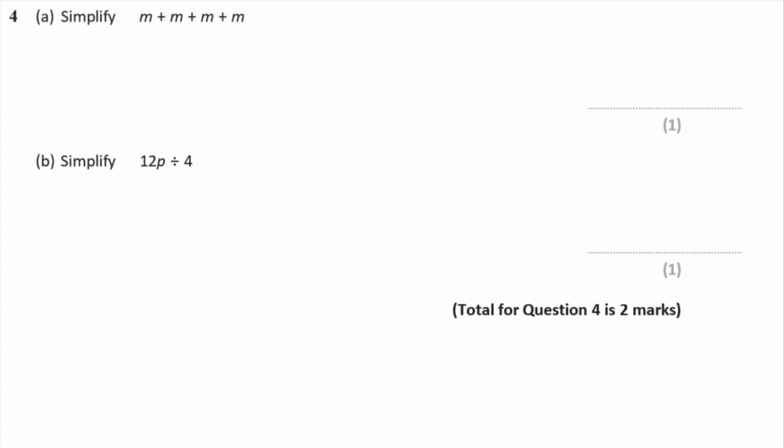Question 4a. Simplify m plus m plus m plus m. When you've got 4 m's, you've got 4m. That's 4m. B, simplify 12p divided by 4. I'm just going to cancel the 4 into the 12. It's going to leave me with 3 and 1, so that's just equal to 3p. 3p, and that was 4m.